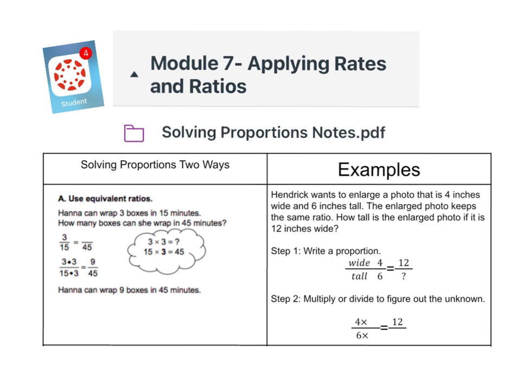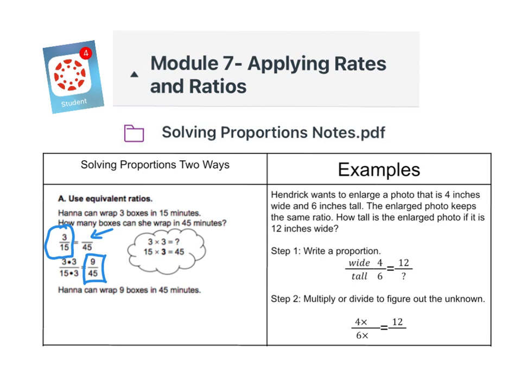So here's our example. Hannah can wrap 3 boxes in 15 minutes. How many boxes can she wrap in 45 minutes? So we set up and we write this original ratio, 3 boxes in 15 minutes. And then we're solving for that missing number in our second ratio to create a proportion. And so we have to think, okay, 15 times 3 gets us to 45. So to get that missing number, we have to do the 3 times 3, and we end up with 9 to 45. Hannah can wrap 9 boxes in 45 minutes.